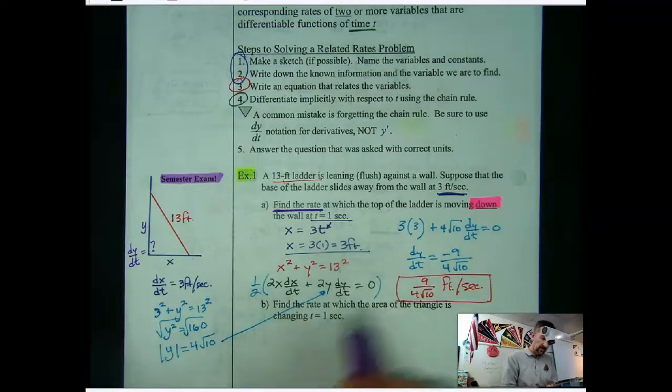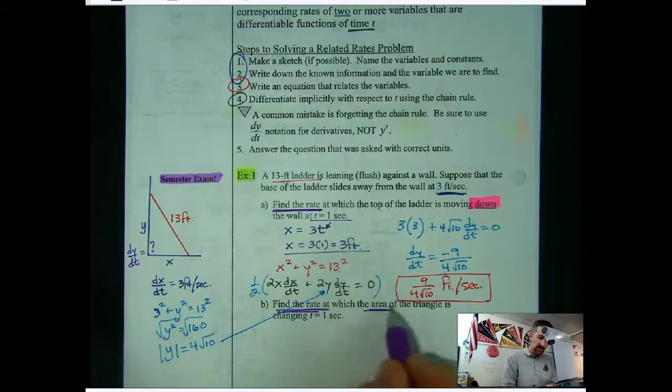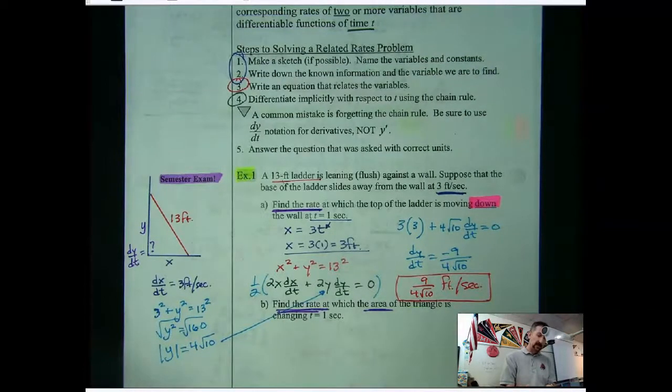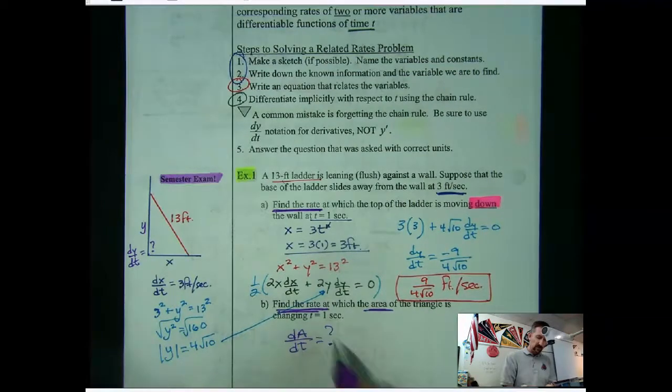So now we have a follow-up question about that same situation. So it says, at what rate is the area? Find the rate of the area. Well, what's area measured in? Or what's the formula for area? It's capital A. So the rate of the area is going to be dA dt. So that's what the question is asking you for. Okay? So the picture, most of that other information is still the same.